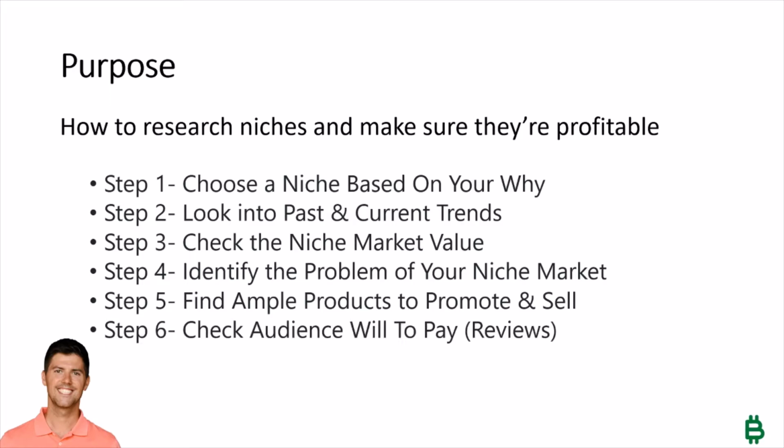And in step 6, we're just going to double check. We want to really ensure that this niche is ready for us to build a business around. We're going to double check the audience's willingness to pay. We're going to look over some of the reviews for the products, see where we fit in, and make sure that we're in a position to create content that's relevant, that's going to draw people in, and then we're going to have products to promote and sell around that.